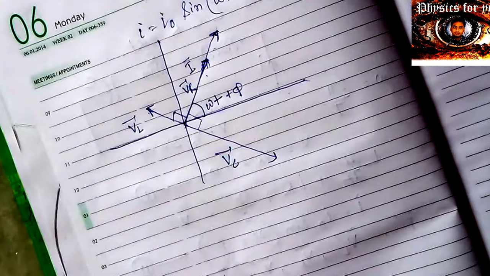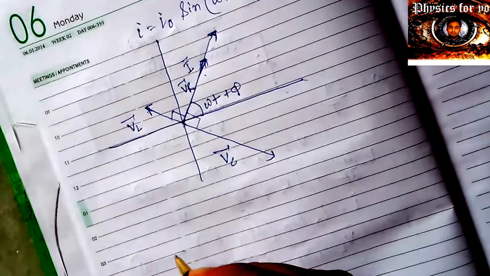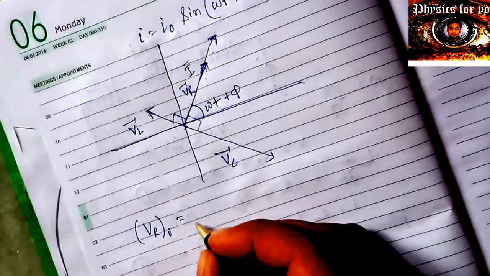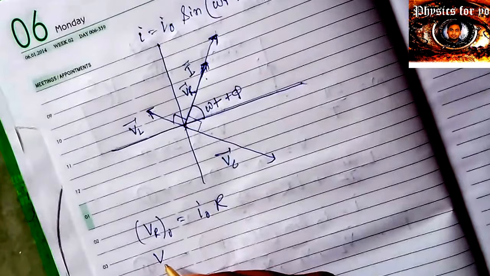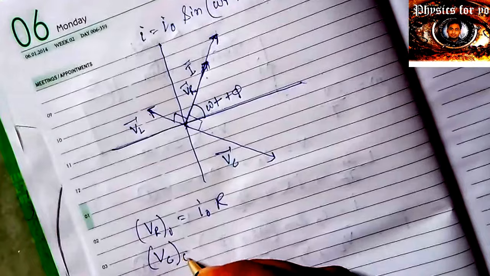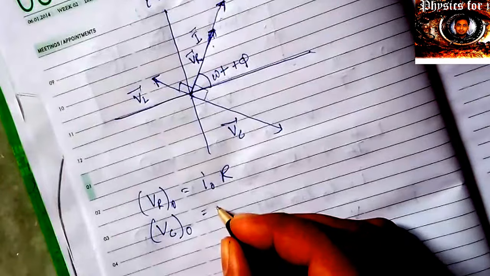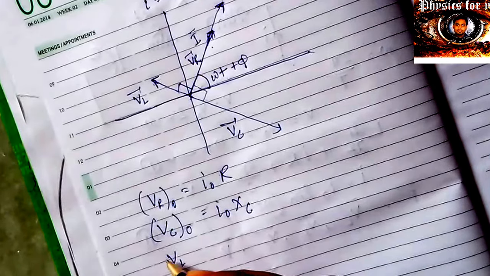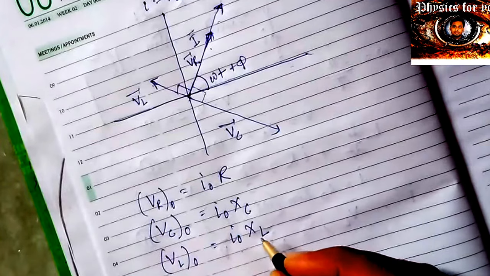The length of the phasor, that is the amplitude of VR, VC, are given by VR0 equal to I0 into R, VC0, that is the maximum voltage across the capacitor, is I0 into XC, and VL0, that is the maximum voltage across the inductor, is I0 into XL.